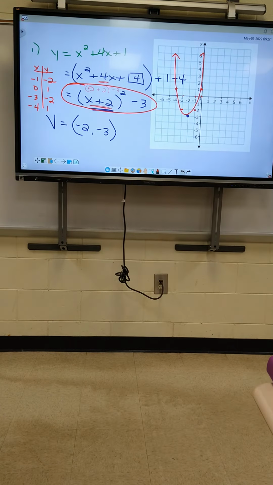Alright, that is how you do number one. We found vertex form, we found the vertex, and we graphed the parabola. Alright, anybody got a question for me on number one? That's new stuff, so you're probably going to need 3 or 4 problems before it sinks in.